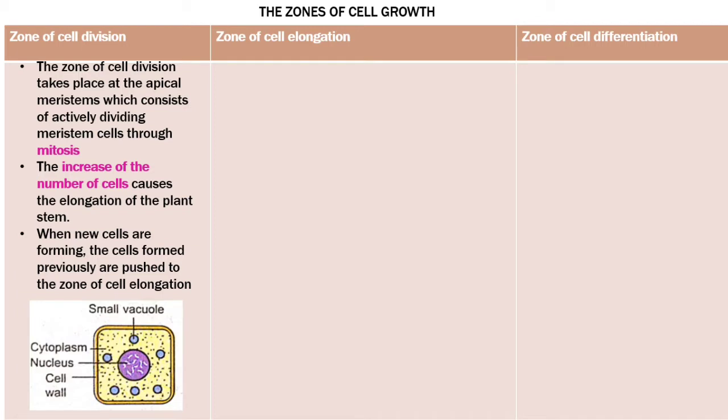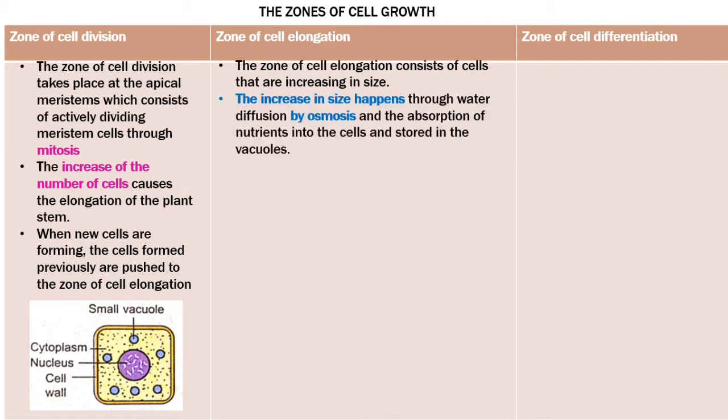So this is the picture of cell in the zone of cell division. It has small vacuole and very large nucleus. Okay, we move to the zone of cell elongation. What happened during cell elongation? The zone of cell elongation consists of cells that are increasing in size.